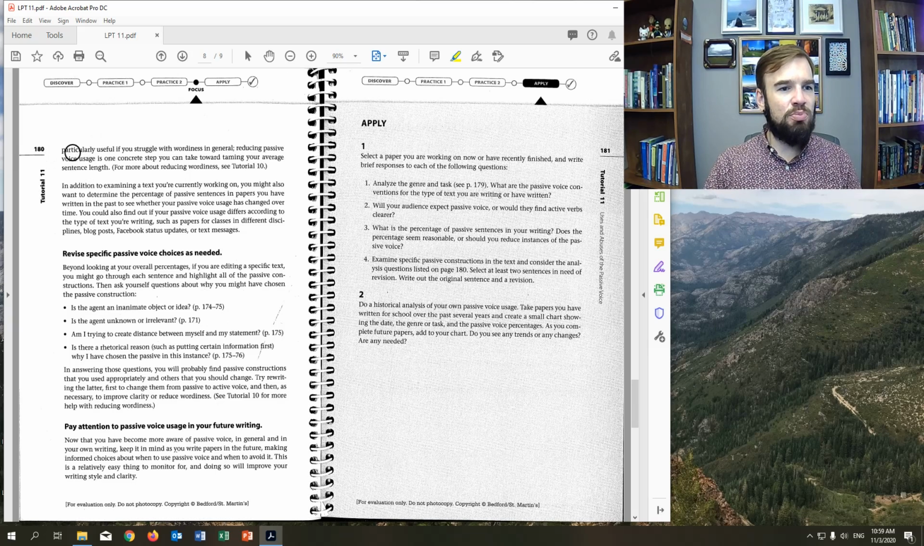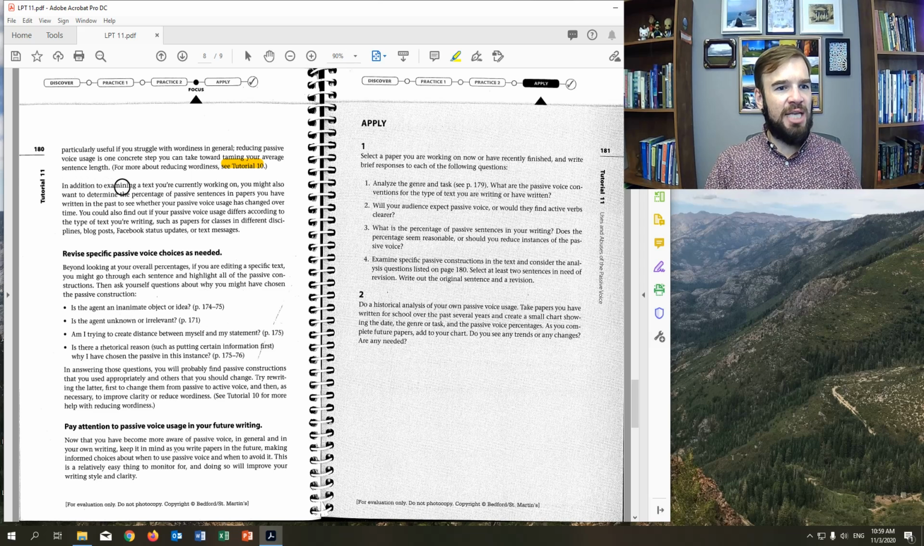Now, these principles are particularly useful if you struggle with wordiness in general. Reducing passive voice usage is one concrete step you can take toward taming your average sentence length. And for more information about wordiness, you can see tutorial 10.